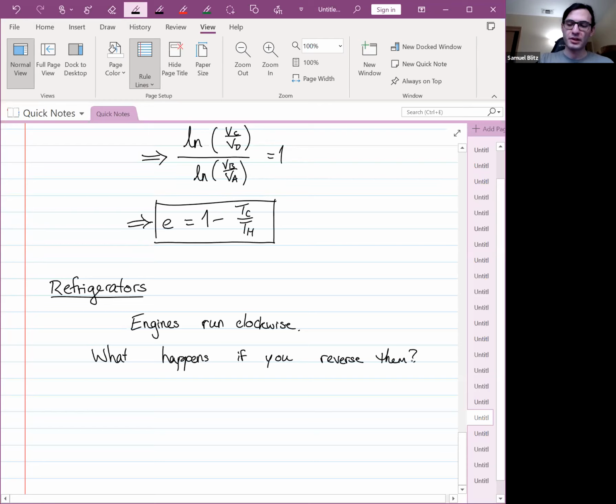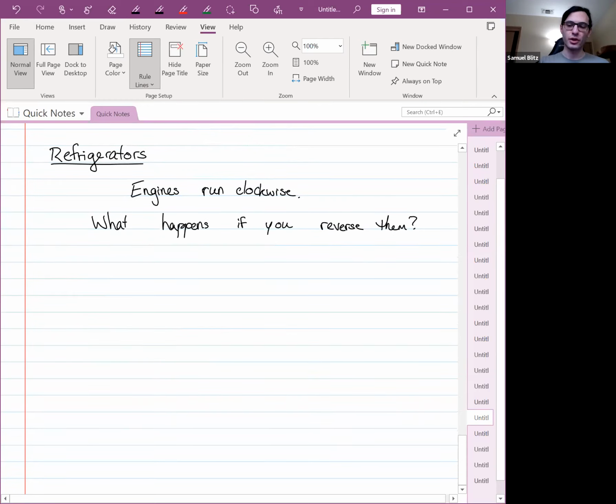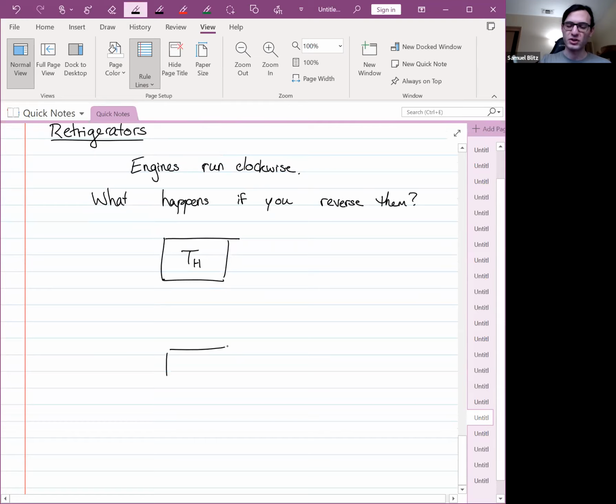Well, kind of exactly what you'd expect. So think back to the diagram that I drew for an engine. You had a hot reservoir, temperature TH, a cold reservoir, temperature TC. And then we had heat flowing in, work going out, and then heat flowing to the cold reservoir. But if we run this in reverse, just reverse all the arrows.